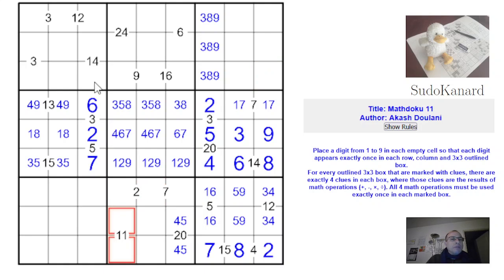All right, where do we look? This 14 clue can't be 2 times 7, so it will have to be an addition. 6 is not available, so this is 5 plus 9. And this is now multiplication, and it won't be 2 times 6, so this is 3 times 4.